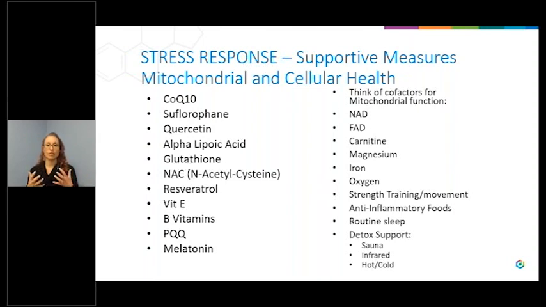We want to think of cofactors for mitochondrial function in general: NAD, FAD, carnitine, magnesium, iron, oxygen, right? Our bodies need oxygen. We need oxygen to transport everything. Everything in our body needs oxygen. We have an electron transport system in the cell that relies on oxygen. If we don't have oxygen, we can't have appropriate cellular function.